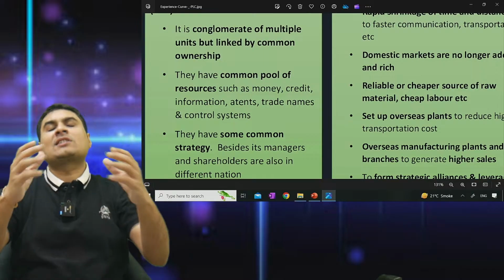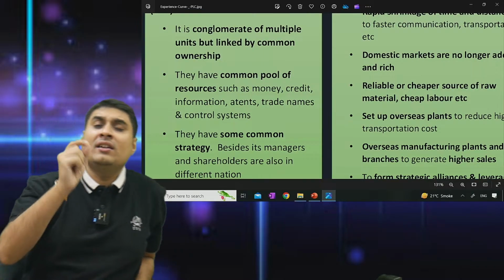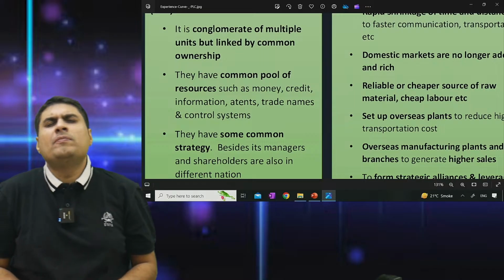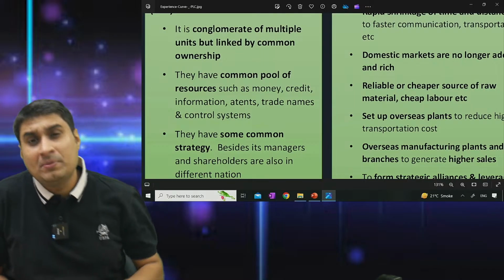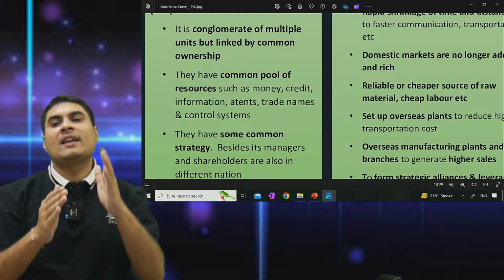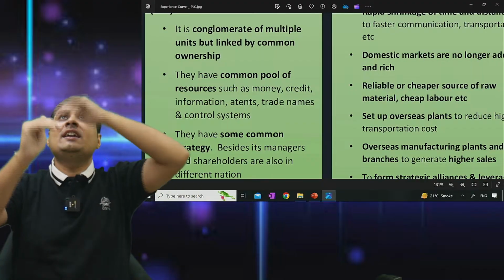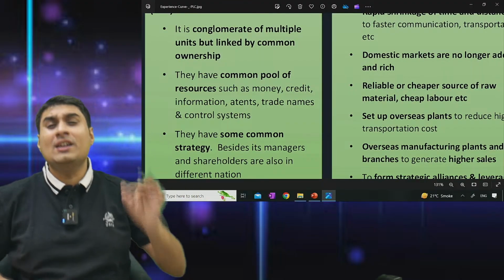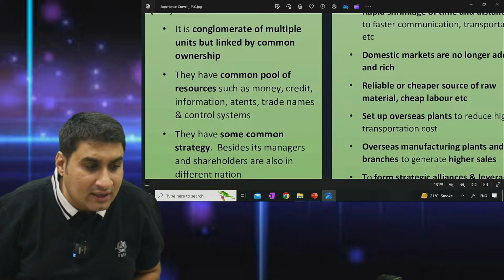Tell me, what are the characteristics of a global company? See, it is a conglomerate of multiple units linked by common ownership. They have a common pool of resources: money, credit, information, patent, trade name, control. They have one common strategy. Managers and shareholders could be in different nations.